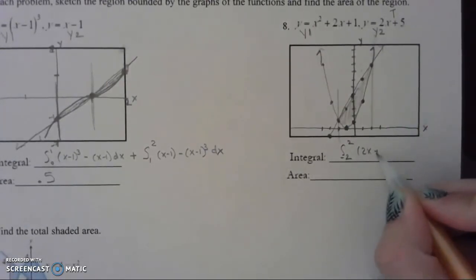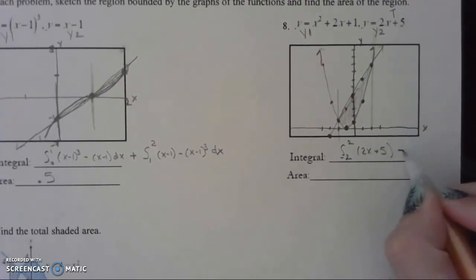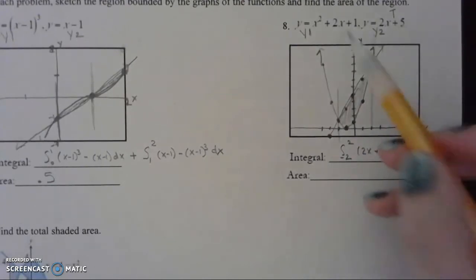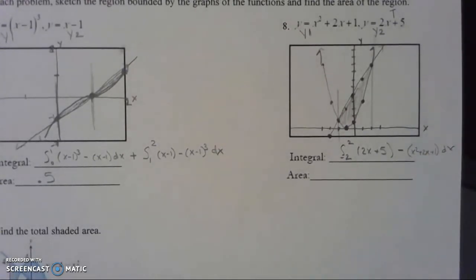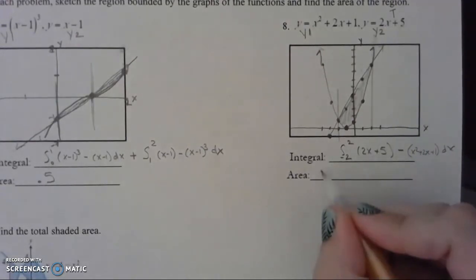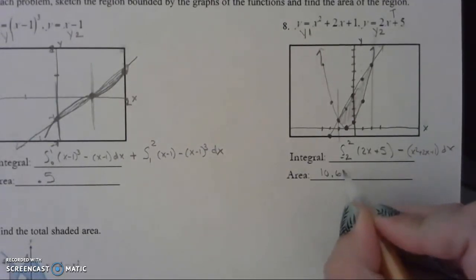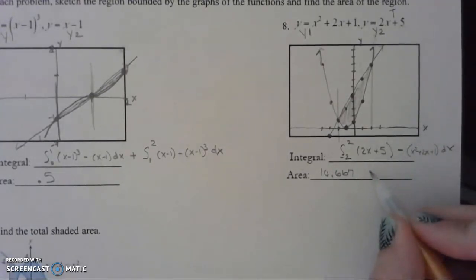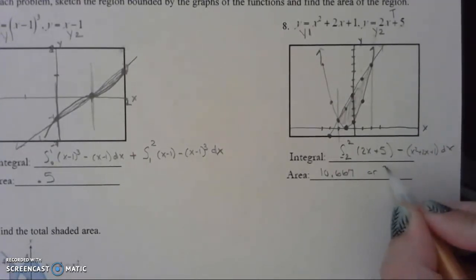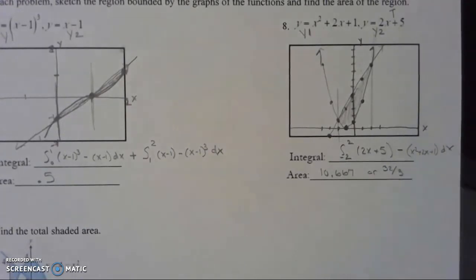So the top function was 2x plus 5, or if you're doing your y's, that would be y2. And our bottom function was the quadratic, which was our first function, x squared plus 2x plus 1, with respect to x. When we punch this into our calculator, it's going to give us 10.6 repeating, or 10.667. Or if you write it as a fraction, since sometimes answers are in fraction form, 32/3.